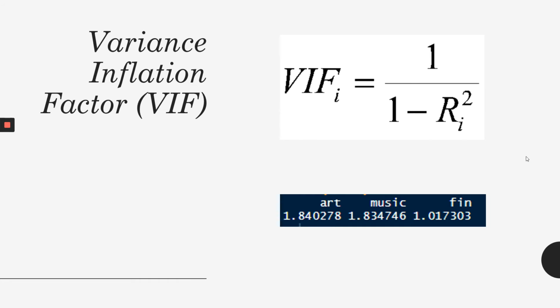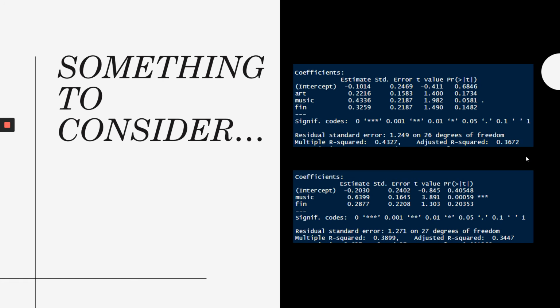So further, if we look at the variance inflation factor and looking at the equation, we can see the R_j squared, and that is the x's regressed on each other. And if that value goes up, our denominator goes down because it's subtracted from 1, and our overall VIF score goes up. So our art and music scores have much higher VIF scores than our financial satisfaction score. So it indicates that multicollinearity may be an issue. So something to consider if we're looking at our models here and trying to figure out what's going on.